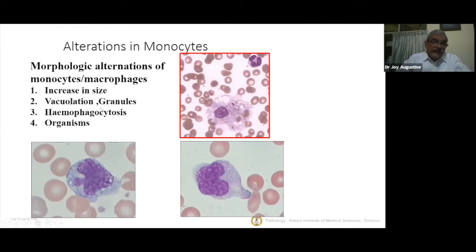Then you find vacuolation, hemophagocytosis, and sometimes organisms. Now, if you find a cell like this in the peripheral blood smear, this is basically a histiocyte with ingested platelets and RBCs. This is generally a feature which you associate with two conditions. One is hemophagocytic syndromes and the other is severe sepsis.